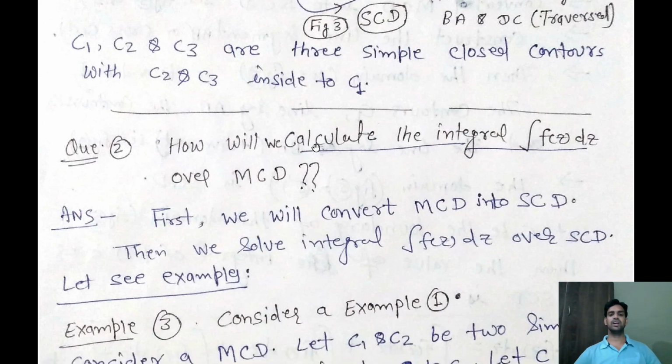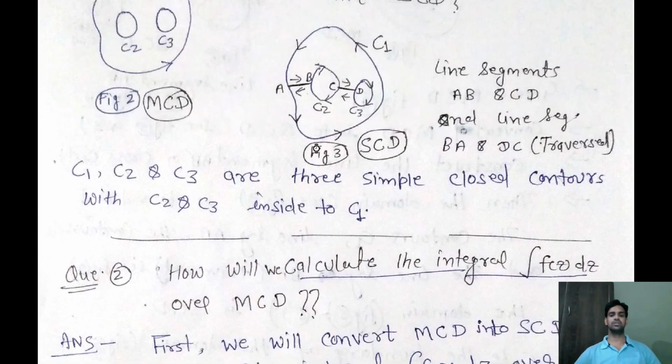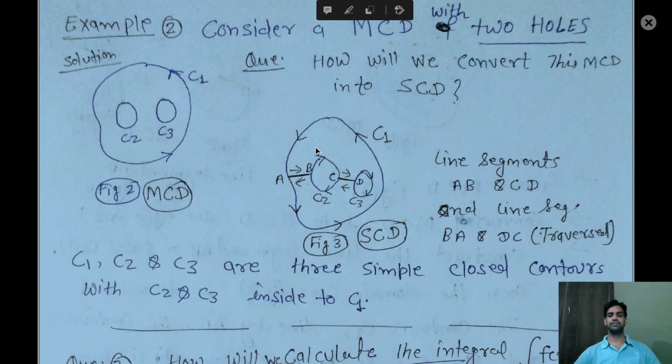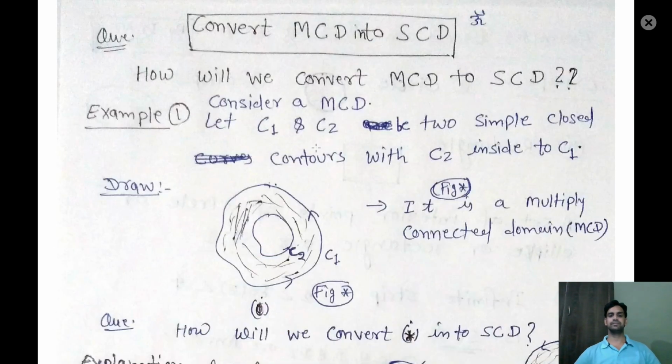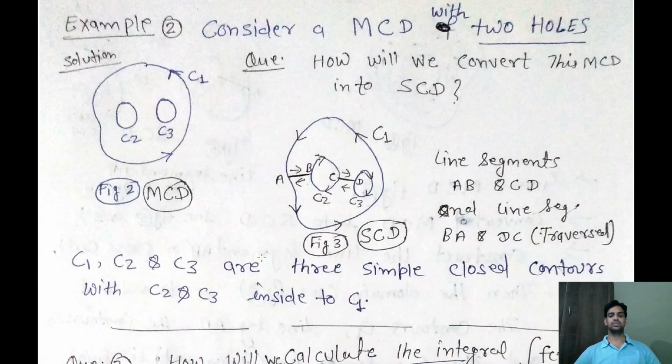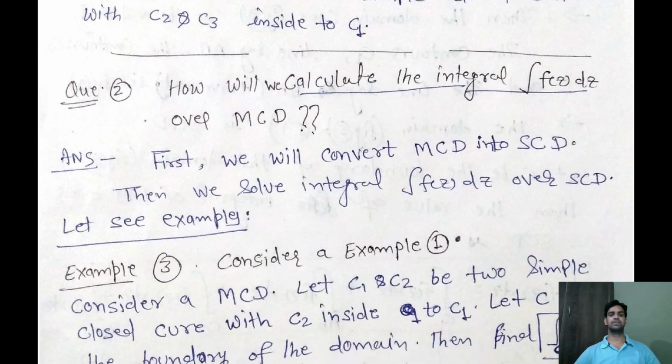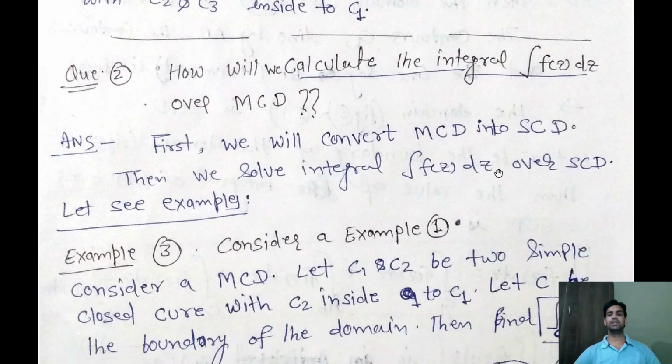Now we have the question: if we have a multiply connected domain, say this way, or this multiply connected domain, then how will we integrate over this? So what will we do here? This is the procedure. First we will convert the multiply connected domain into a simply connected domain. Then we will solve the integral over the simply connected domain. And we already saw previously how we convert a multiply connected domain to a simply connected domain.